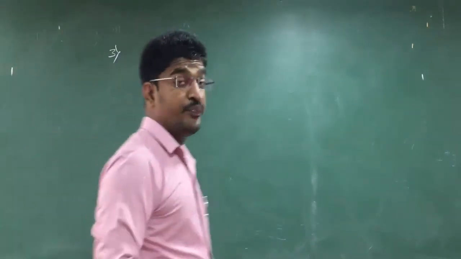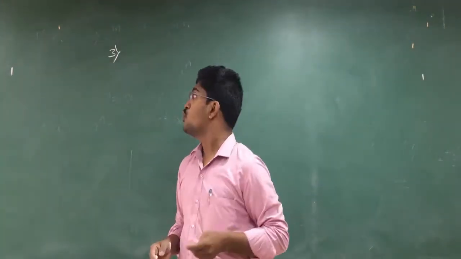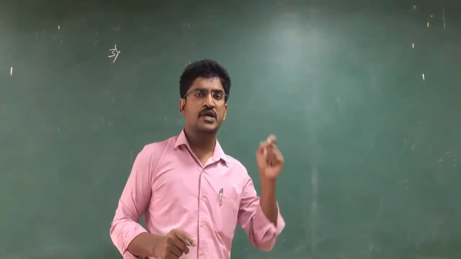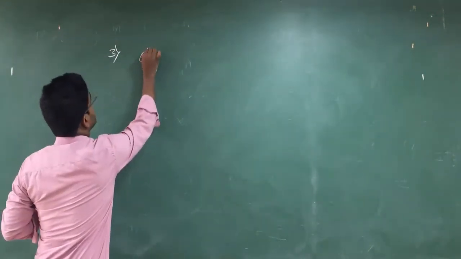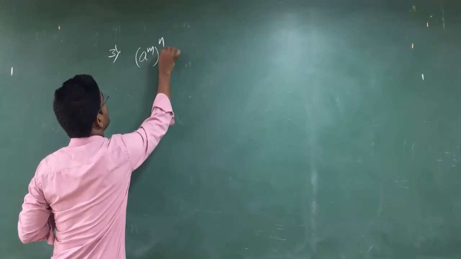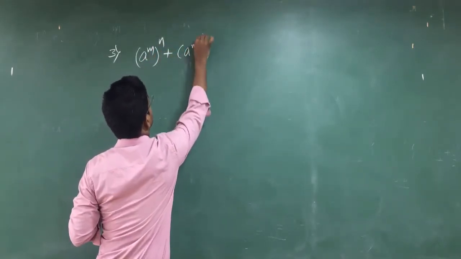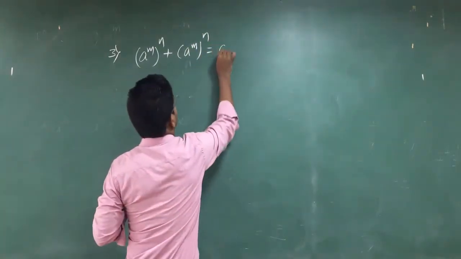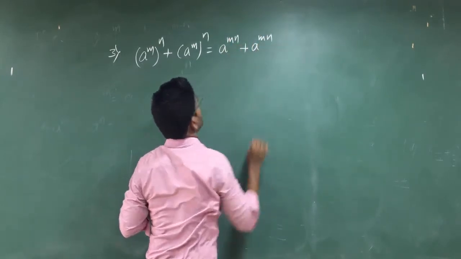Okay, students. So in the previous class, we have seen the two basic fundamental rules of laws of indices. So now let us go for the third rule. Clear? So that is (a^m)^n plus again (a^m)^n will be equal to a^(mn) plus a^(mn).